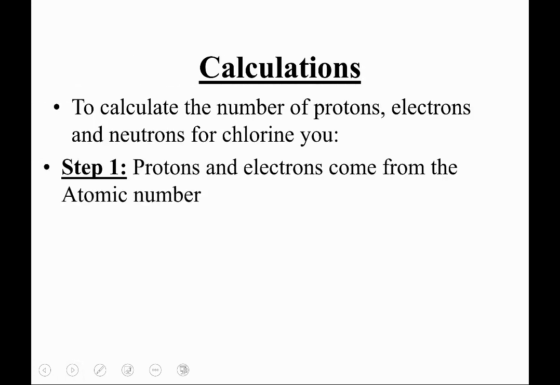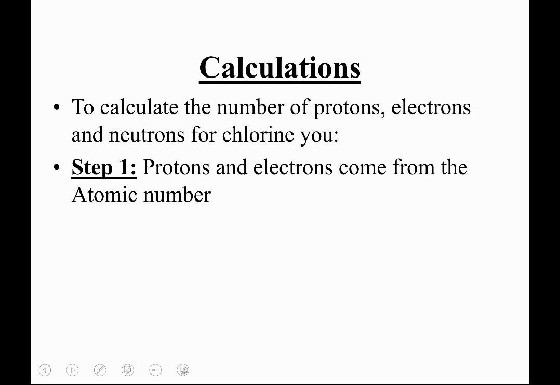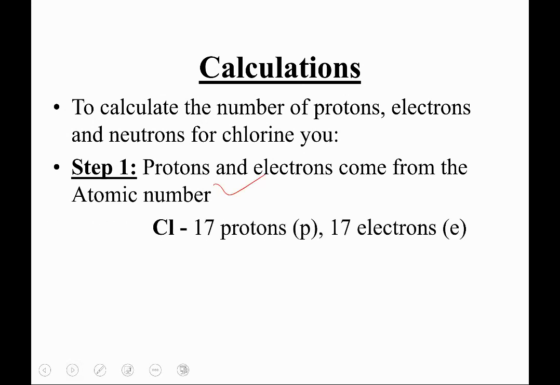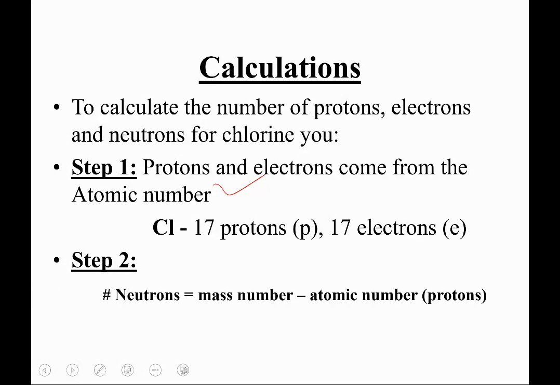And that's what we're going to go through right here. Step one, the protons and electrons come from the atomic number. Done. Cl, it's element number 17. That means 17 protons, 17 electrons. Step two, to calculate the number of neutrons, take the mass number and subtract the atomic number, or the number of protons, and it tells you the number of neutrons. Which, did I get it right? Yep, 18 neutrons. All right, perfect.